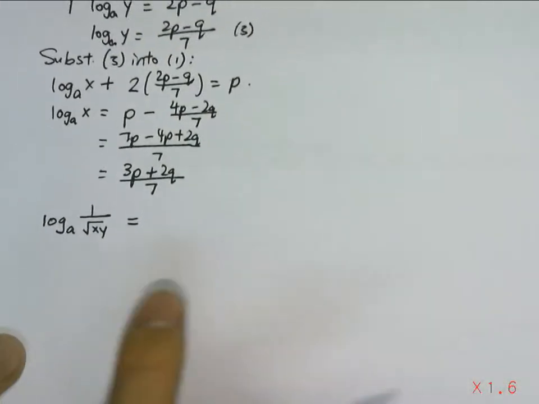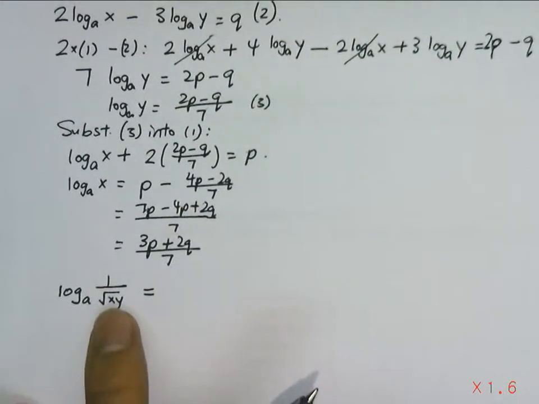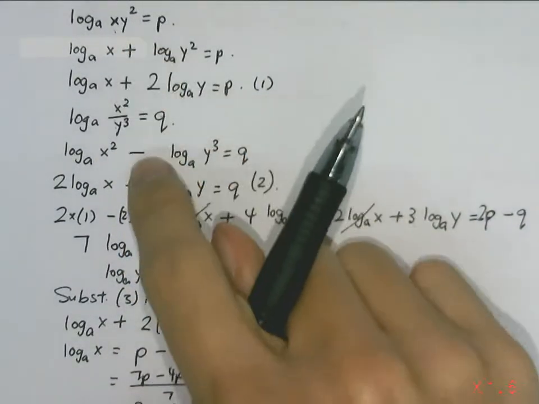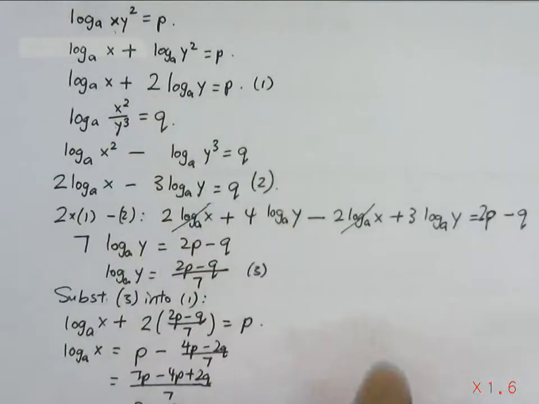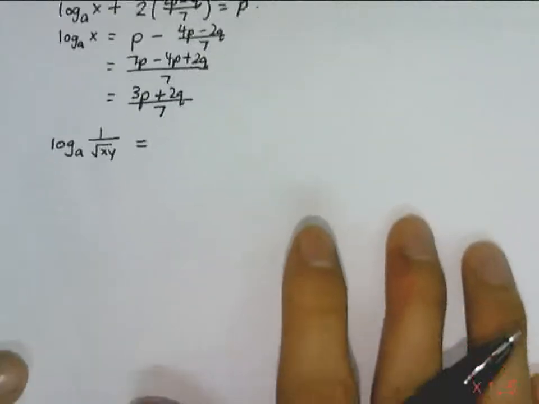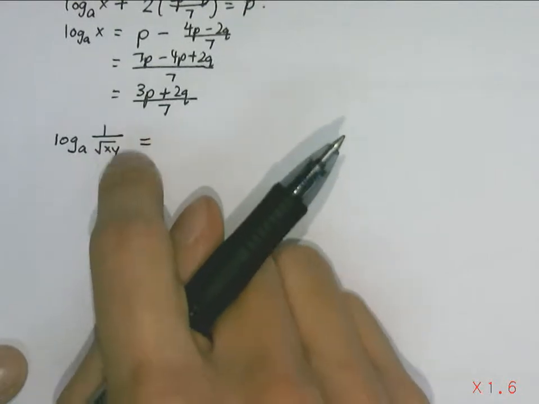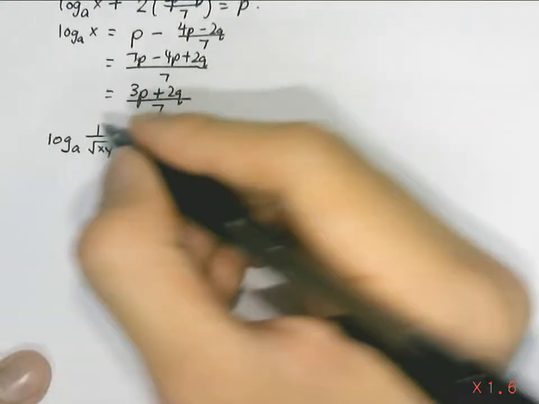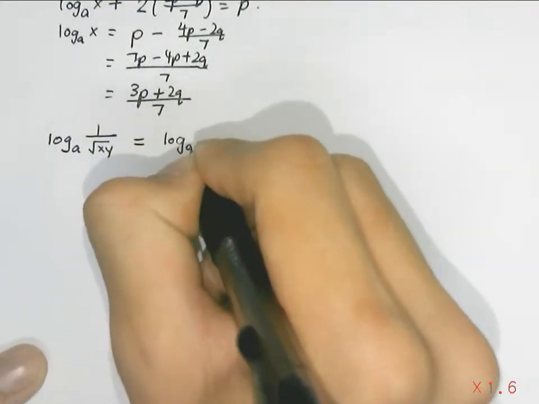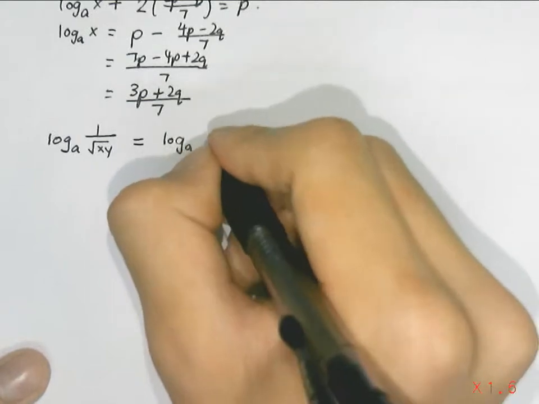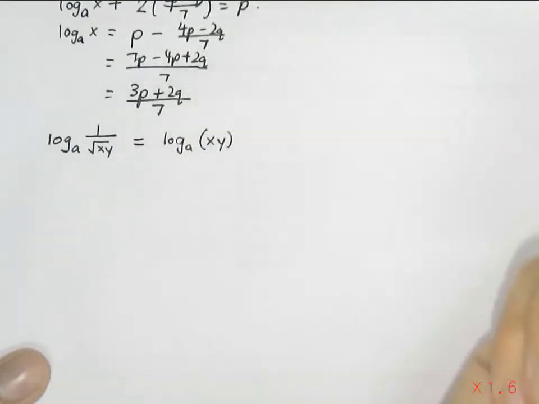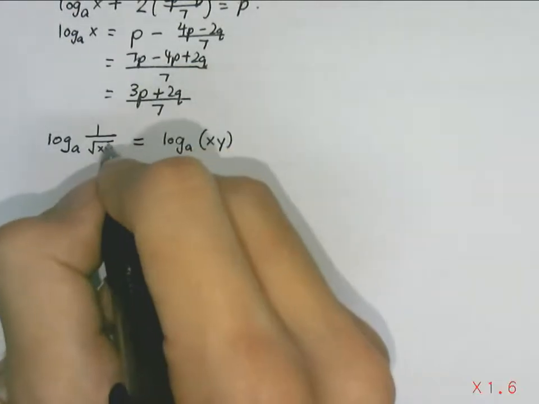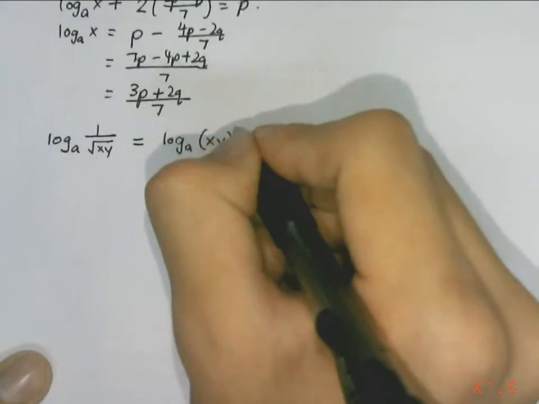Okay, so each time we see such a complicated term with a logarithm, just like the first two equations, we will try to use the logarithm rule to break them up into a sum or difference. So this is a quotient form, so it's a difference. But we can express this using index law. So this is actually simply just log xy, since the square root applies to both x and y, so it will be negative half.